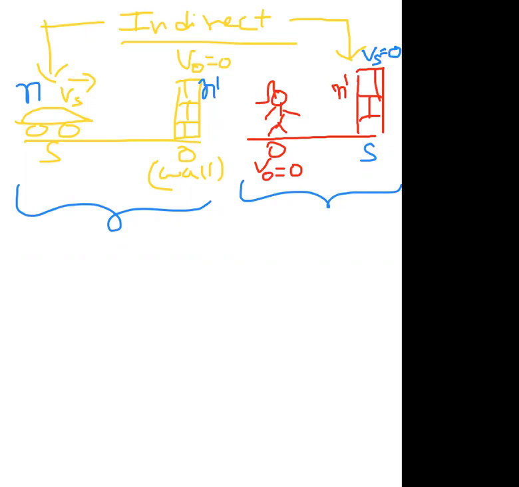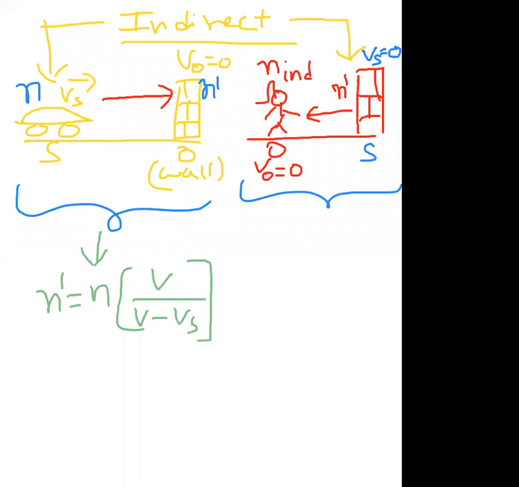First, the sound went from the source to the wall. Now from the wall to the observer, the frequency heard by this observer is n indirect. Let us observe what is the formula for n dash. The source is going towards the stationary wall, so from our previous concepts we can write n dash is equal to n into V by V minus Vs. This is the n dash value, where the source is moving towards the stationary wall.